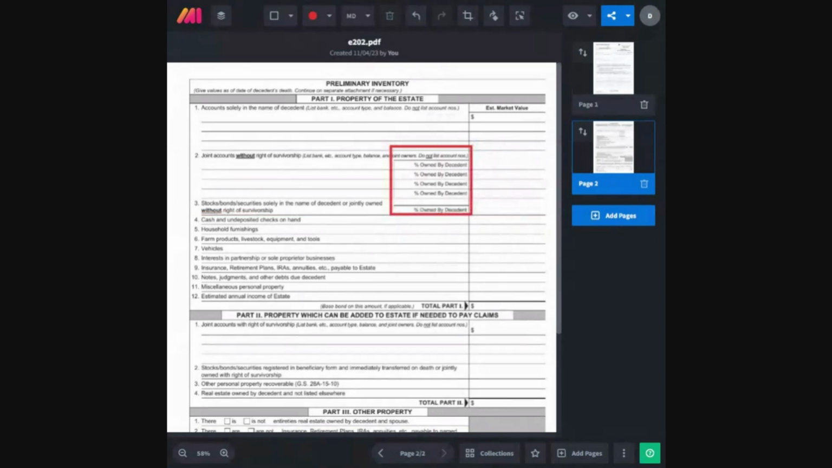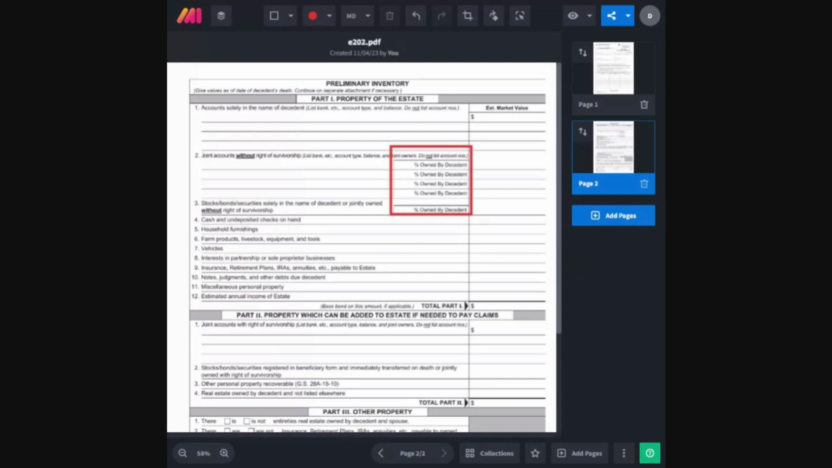Now, in this section right here, if the account is without right of survivorship, they want to know what percentage belonged to the decedent. Why? Because they don't want to include the money that belonged to the other co-owners. So if the decedent and his buddy opened up a savings account in both of their names without right of survivorship, and let's say he deposited $70 and his buddy deposited $30, in this column, you would put his percentage down as 70%.